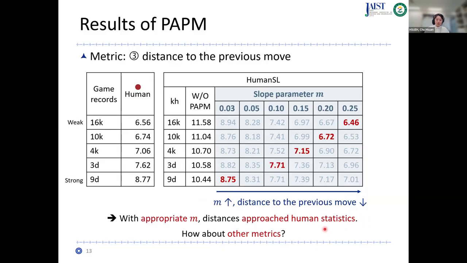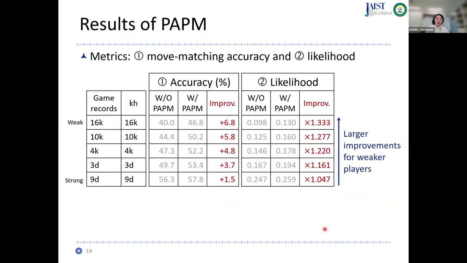And how about other metrics? We also looked at the accuracy and likelihood and find that they are also improved. And such improvement is larger among weaker players. This is, of course, good news, but we wonder why this happens.